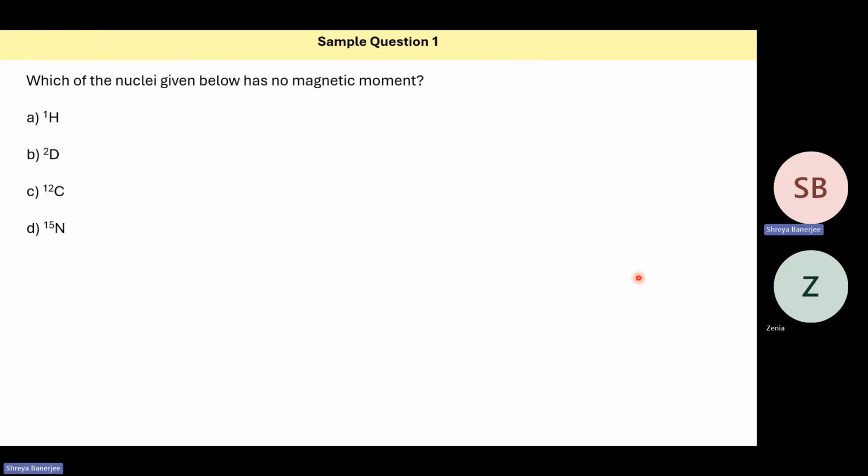Now we will discuss some sample questions. Here the first question is, which of the nuclei given below has no magnetic moment? I'll just give you 1 minute to think about it, and then I'll discuss the answers.